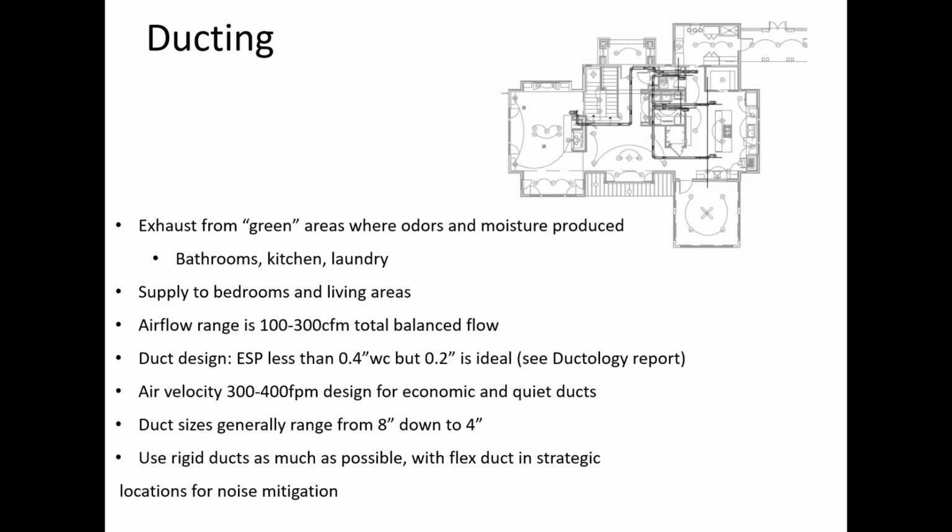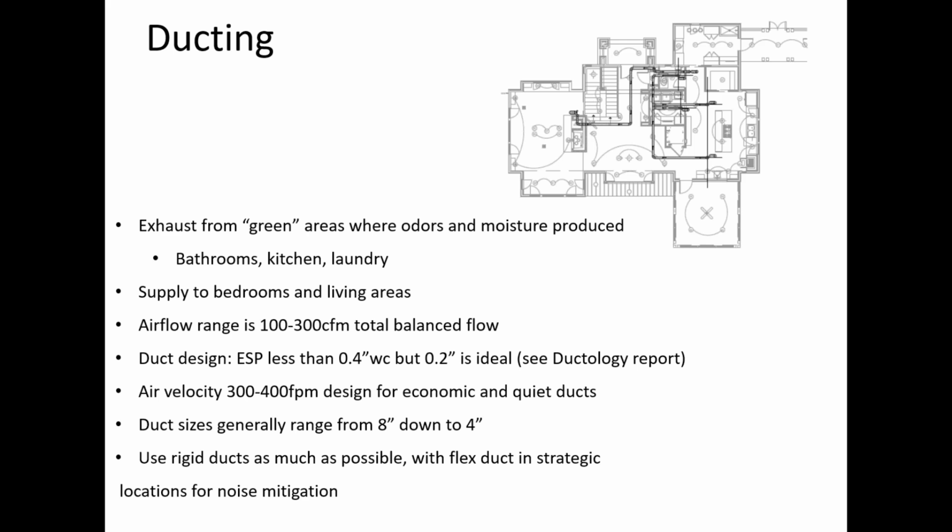The ducting scheme that we recommend is to pull exhaust or returns back to the CERV from bathrooms, kitchen, laundry, mud rooms, any areas where odors and moisture are going to be produced. So to extract those pollutants from the house, and then supplying the fresh air to bedrooms and living spaces.